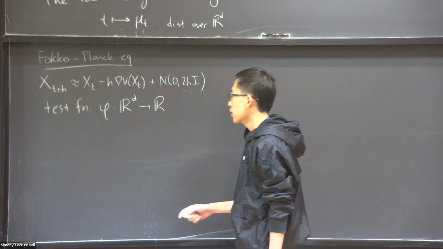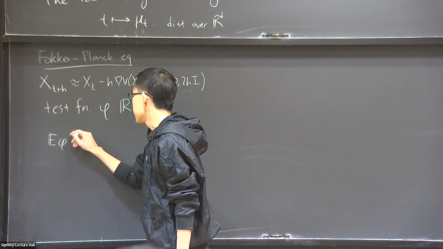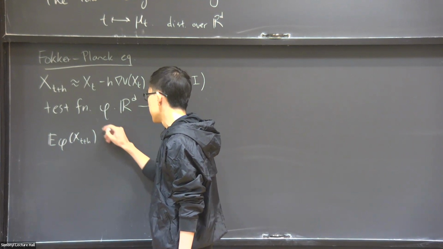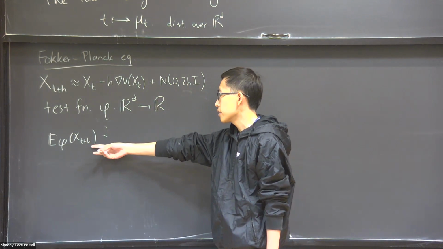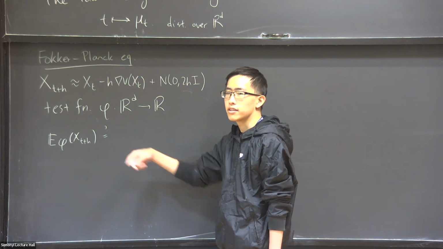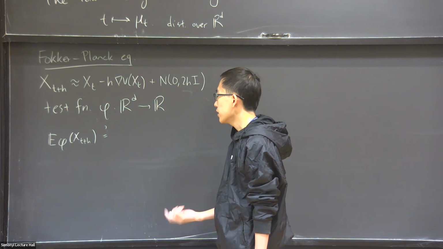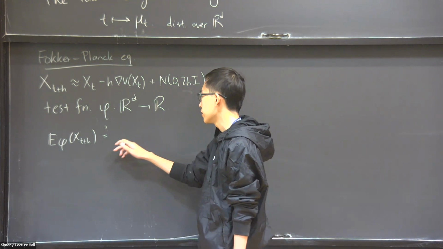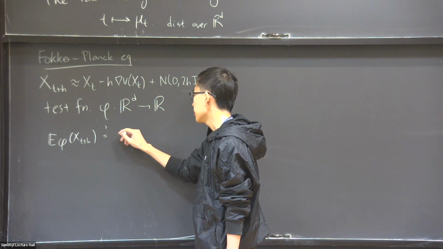Okay, so what I want to know is, can I understand how the expectation of this test function looks at a short time h later? If I can understand this for all test functions phi, then I've understood, and I'll show you how this leads to the equation for the evolution of the law. So this we just do by Taylor expansion.